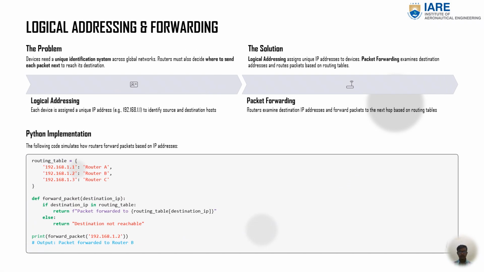Now let's go through logical addressing and forwarding. Here the main problem is that the devices need a unique identification system across global networks. Routers must also decide where to send each packet next to reach its destination. The solution to this problem is that logical addressing assigns unique IP addresses to devices. Packet forwarding examines destination addresses, and routes packets based on routing tables.